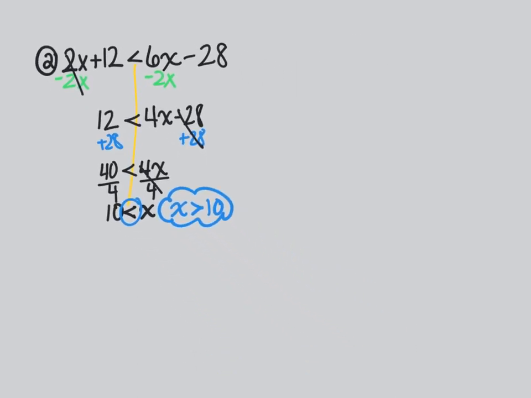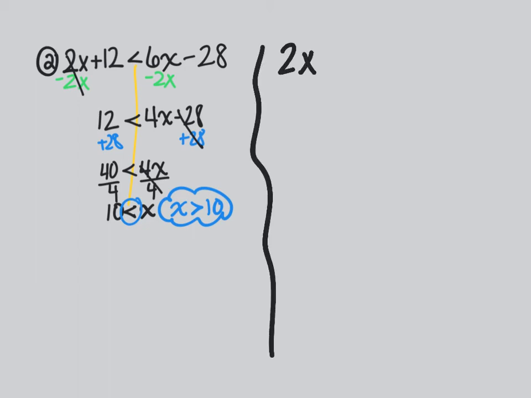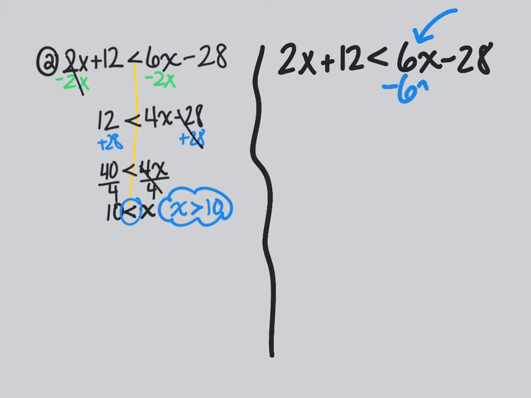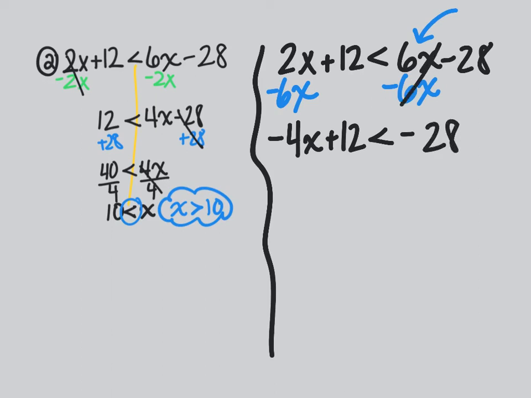Now, one thing I want to just pause and show you, because not everybody would have done it this way, is a separate way we could have done this problem that sometimes you guys find yourself in. So I'm just going to rewrite here quick and show you a different approach. Let's say at this first step, somebody decided they wanted to get rid of that 6x first, and so they subtracted 6x from both sides. Well, now this person has an equation that says negative 4x plus 12 is less than negative 28.